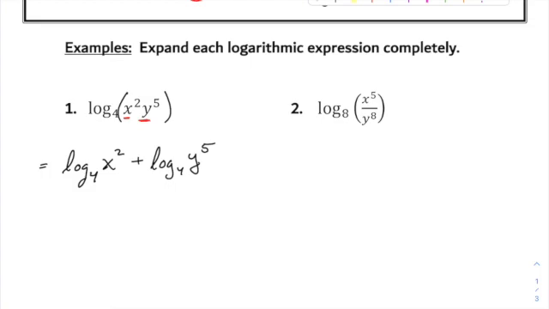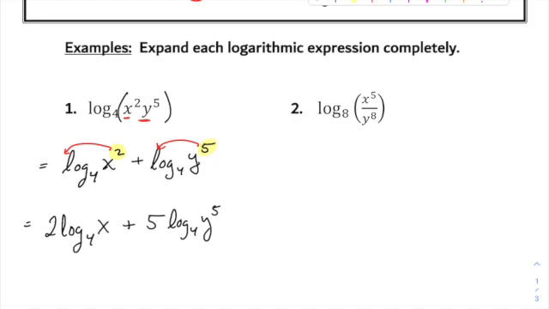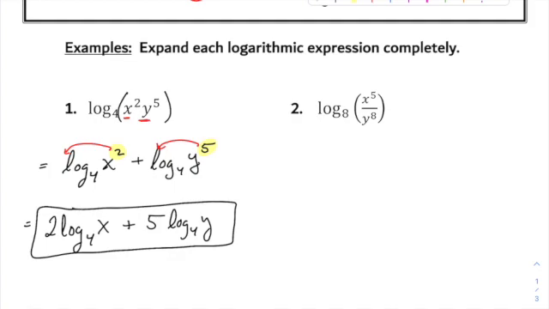And now, to finish it off, anything that has exponents, pull them out to the front. So I'm going to take this 2 and that 5, and I'm going to make those coefficients. So this is going to be 2 log base 4 of x plus 5 log base 4 of y. There we go. So it's literally the same steps, just in reverse of condensing.